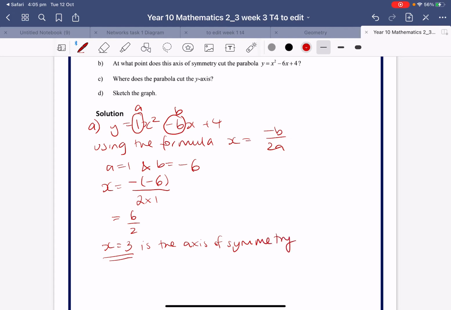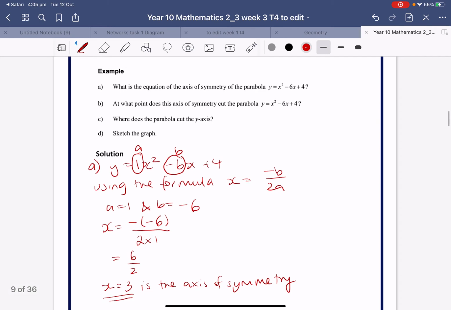Okay, so that's how you find the axis of symmetry using the formula. A lot easier, isn't it? Now our part B is, at what point does this axis of symmetry cut the parabola y equals x squared minus 6x plus 4?